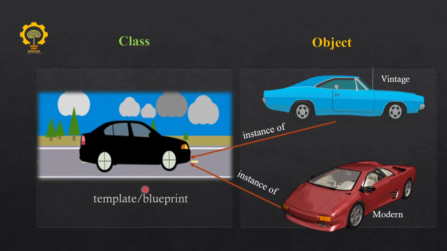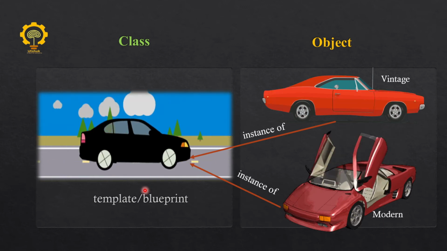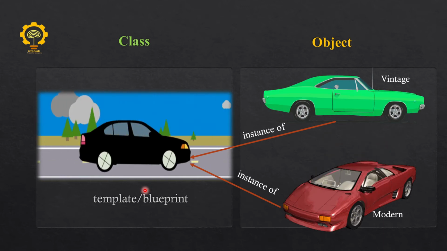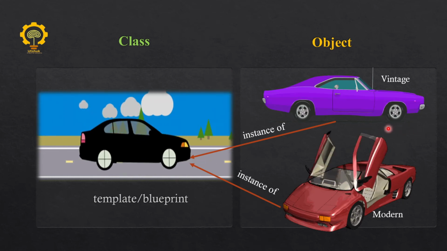Whenever we have to access the class, it is only possible through the object, and an object refers to an instance of the class. So this is the concept behind class and object. I hope you have understood it.